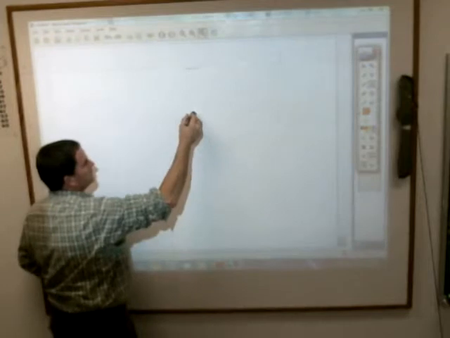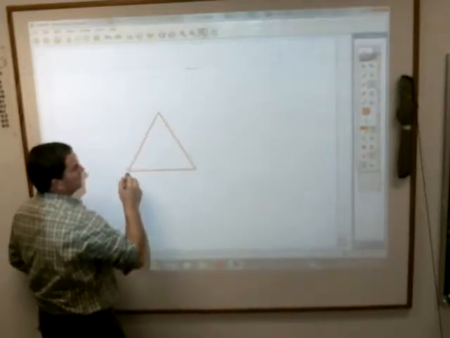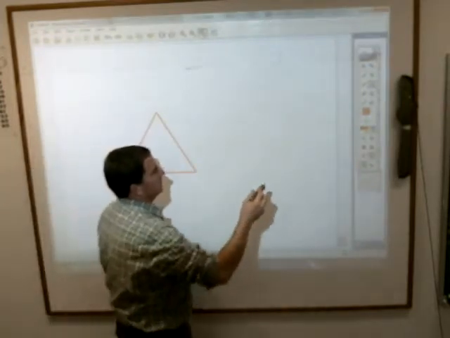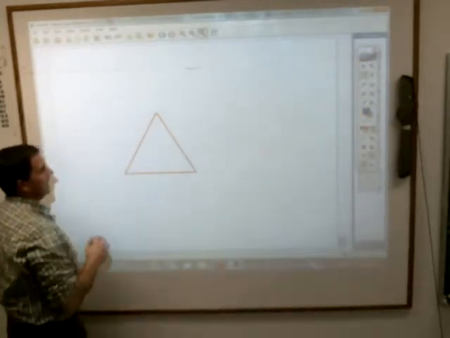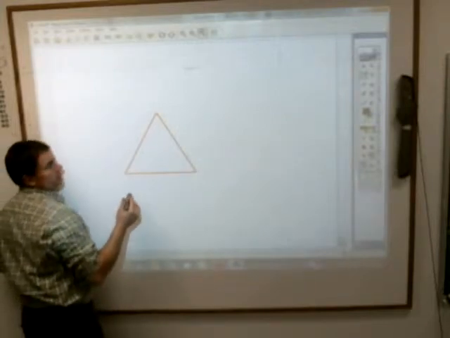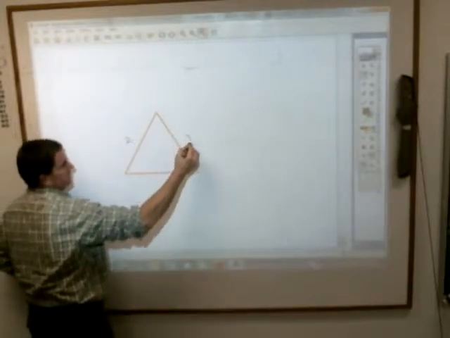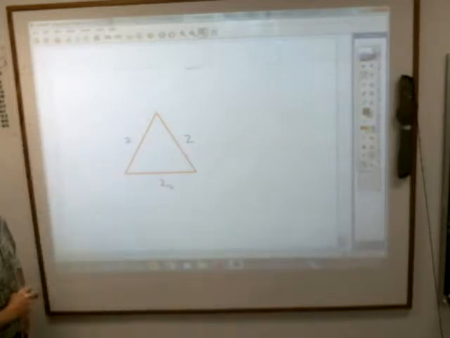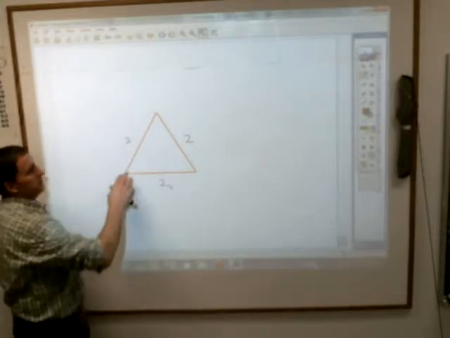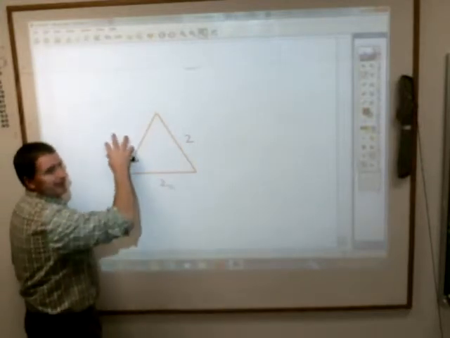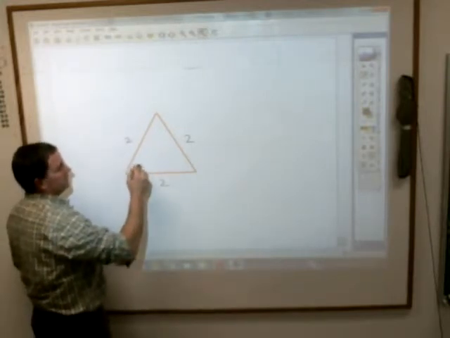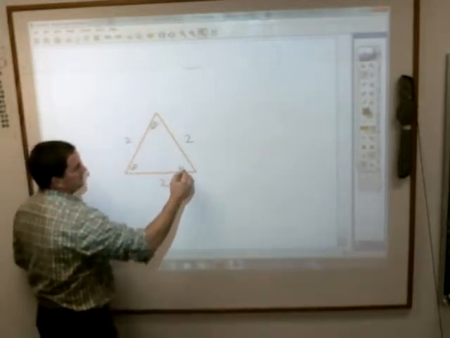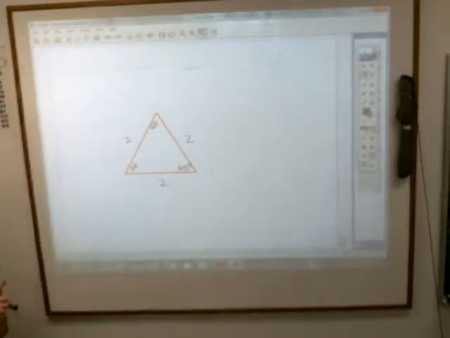Let's say you have an equilateral triangle, and let's make each side 2. It's equilateral, so you know every side's equal, right? What are each of these degrees going to be? In an equilateral triangle, they all have to be 60 degrees, because they're all equal and they have to equal 180 degrees. So, here's my equilateral triangle. I know what the sides are.